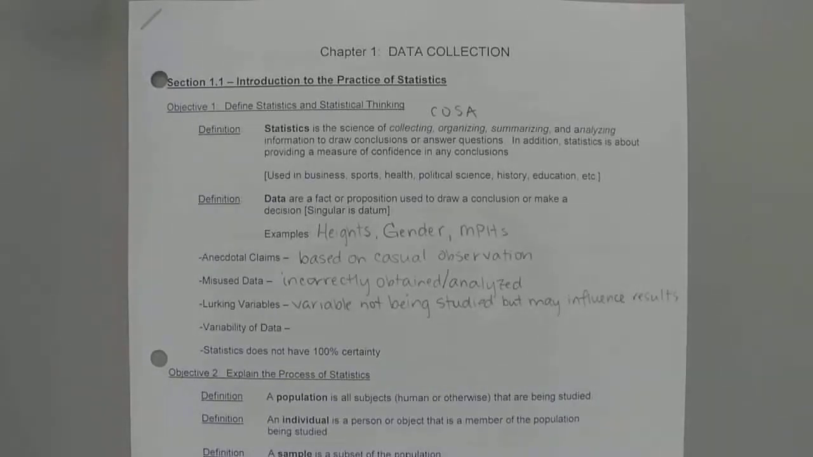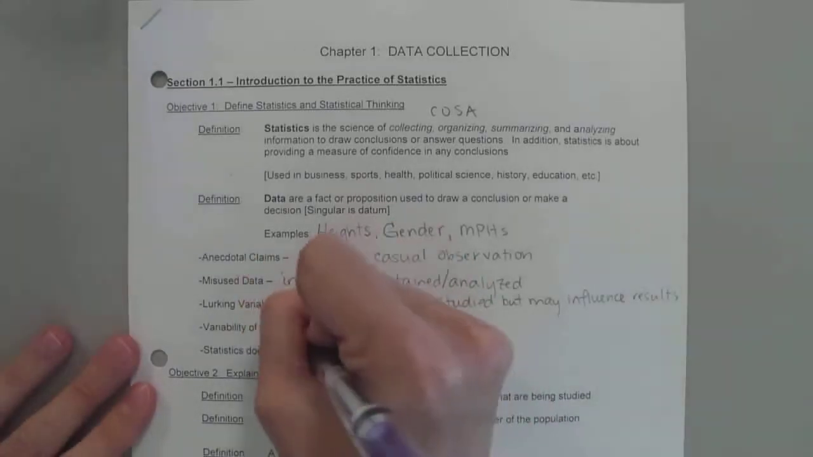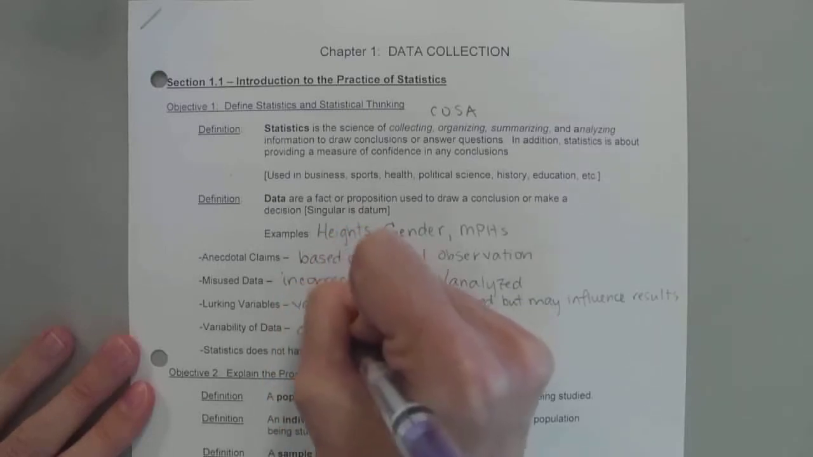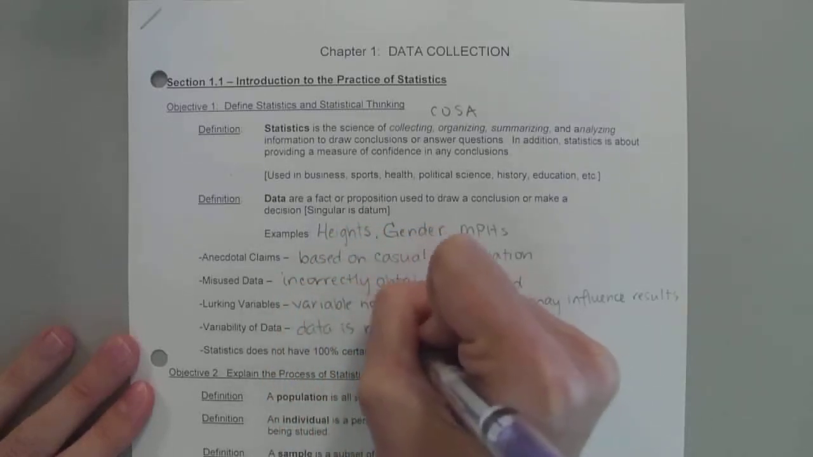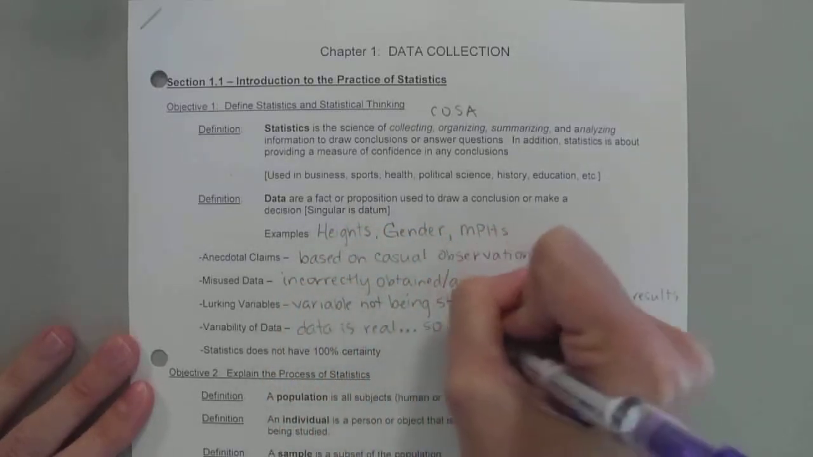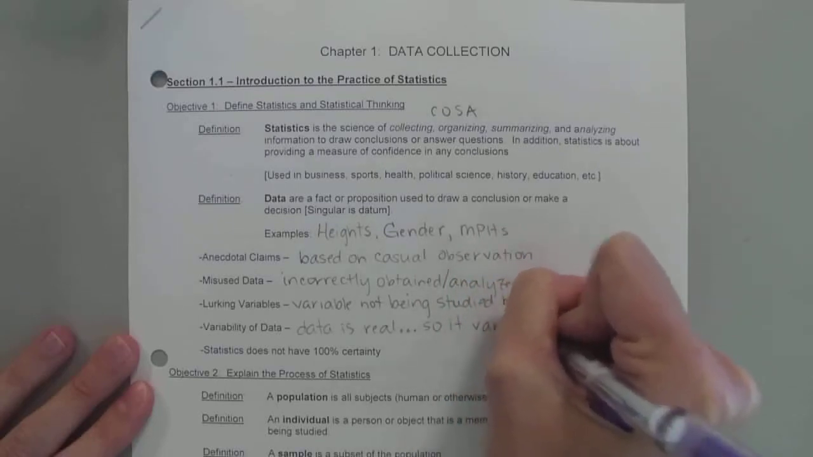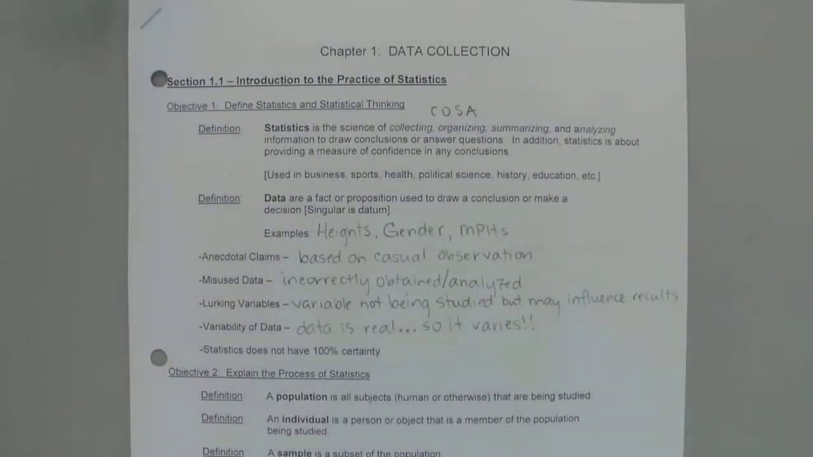And then variability of data is just the fact that data is real, so it's going to vary, right? Data is real. So it varies. What do I mean by that? Go back to my definition of data.